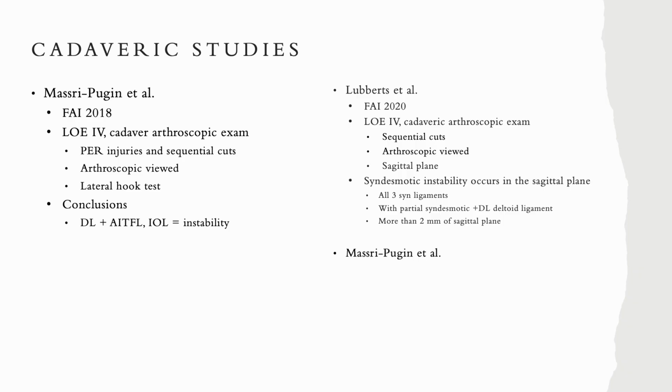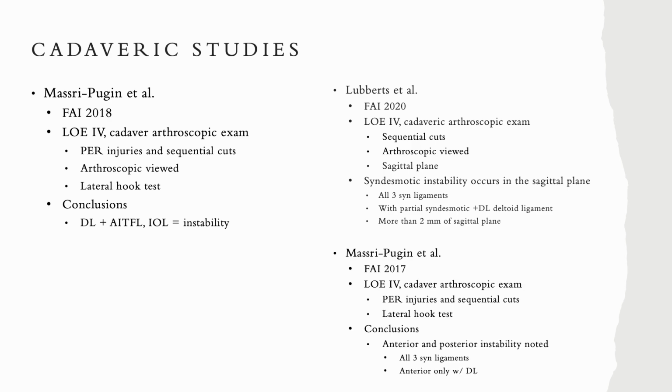Back to the author we just talked about in 2018, he produced a 2017 study. Again, very similar studies to this. So he's done two different ones now. Anterior and posterior instability is noted if you've injured all three syndesmotic ligaments, and anterior only with a deltoid ligament. So again, highlighting that the ankle is complex, it's peritalar stability, and ultimately you have to have multiple ligaments injured or multiple bones injured on the medial and lateral side to be consistent with a deltoid injury and suspicion of it.